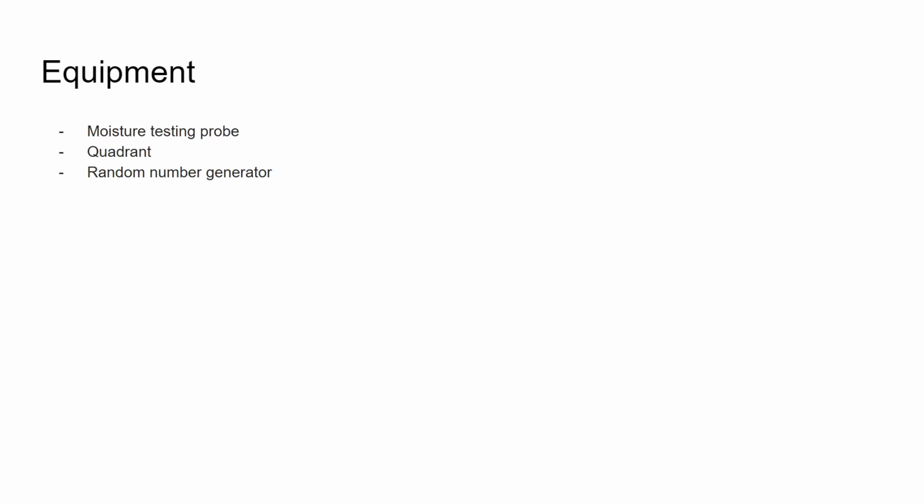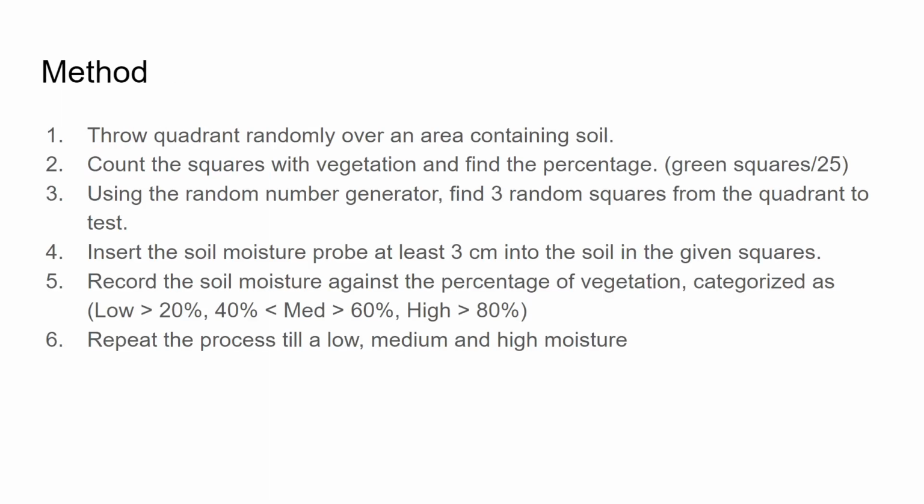This experiment required minimal testing equipment. We only had one moisture testing probe, as well as a quadrat, not a quadrant, and a random number generator to find out random spots to dig. The method was simple. We threw a quadrat randomly at an area containing soil and would obviously be capable of having vegetation. We counted the squares with vegetation inside the quadrat, and we divided that number by 25, as that was the number of squares inside the quadrat.